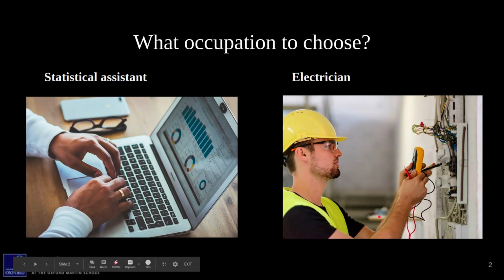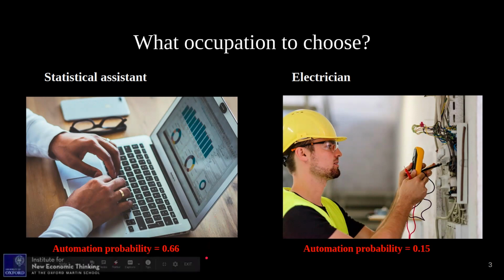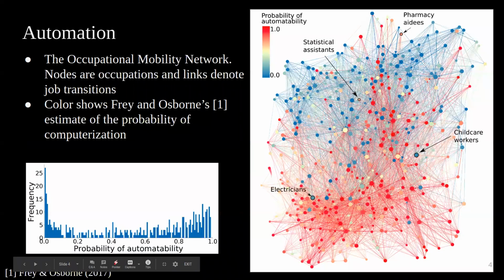You do your research and you find out that statistical assistants are likely to be automated while electricians are not. With this information, you might be thinking, well, you should become an electrician. That way you won't be displaced by automation. Well, all this work is about why that would be the wrong answer. And it would be the wrong answer because we would be focusing on one single number instead of acknowledging the complexity of the problem.